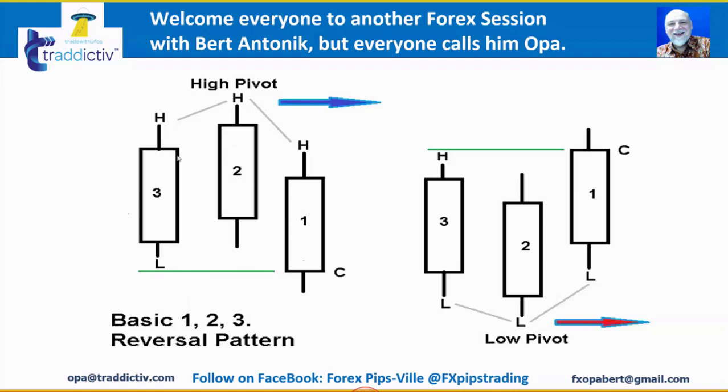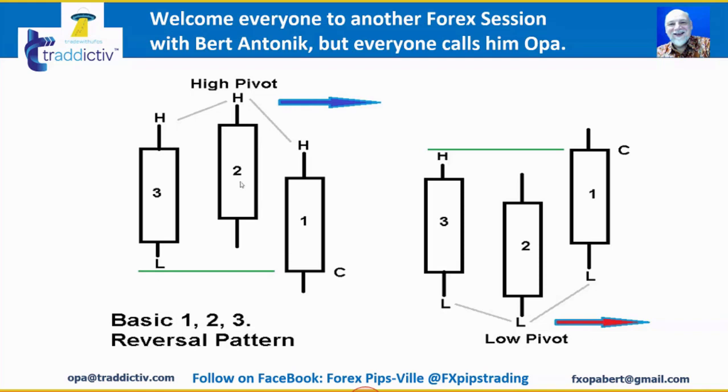But the basic 1, 2, 3 reversal, okay? You've got a high pivot, and then what makes it a 1, 2, 3 reversal is that the close here is below the low of number 3 here. So that's the high 1, 2, 3 reversal.